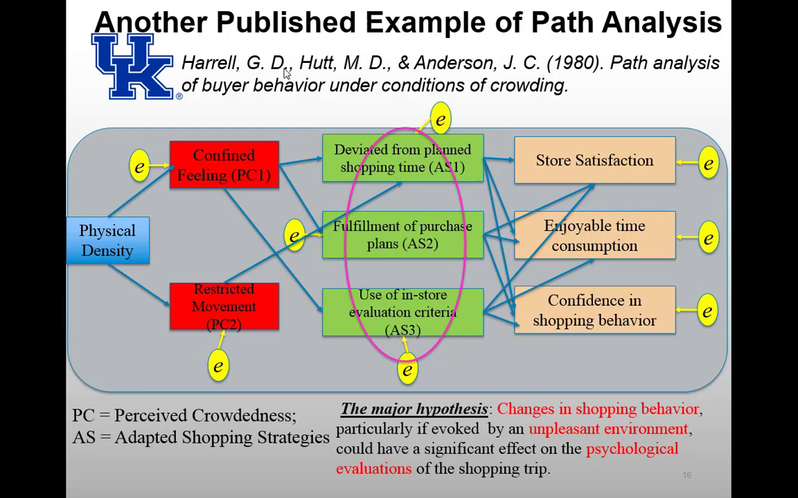The red one and the blue one, they are the crowdedness. The blue, physical density, is kind of an objective reflection of the crowdedness. The red type, the confined feeling and restricted movement, are PC, their perceived crowdedness. So they constitute the environment that the shoppers are exposed to. So that in turn will have certain effects on shoppers' changes in their shopping behavior, manifested in the green variables. And that will predict the psychological evaluation of the shopping trip.